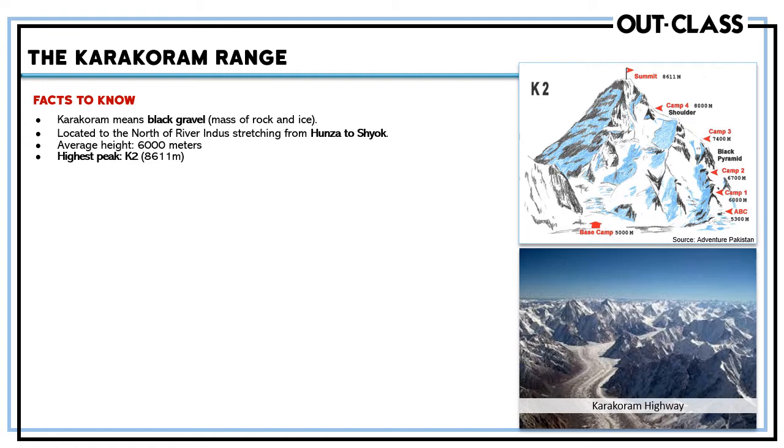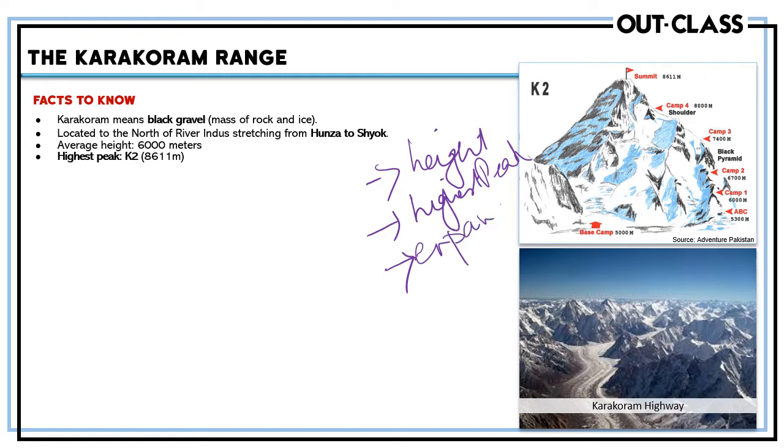Now we start off with the Karakoram range. The things you need to know about the Karakoram range, and about all the ranges rather, are their height, how high they are, then their highest peak, then their expanse, how much area they cover, and any other name that has been given, which may be asked but is not necessary. This can be asked as a 1 mark question, or instead of asking you Karakoram, it can be asked as the black gravel region of Pakistan. That means you have to talk about the Karakoram range.